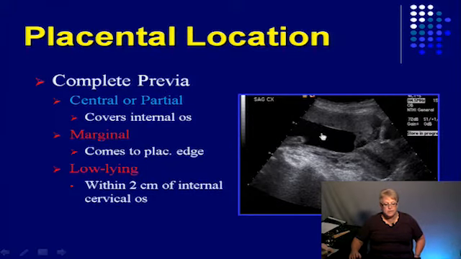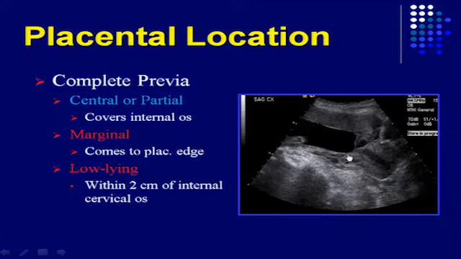The complete previa can be central or partial. When it is covering the cervix, then it's a complete previa. Marginal is when the edge of the placenta comes to the edge of the cervix, but part of that membrane can cover the internal os. Low lying is within 2 centimeters of the internal os.